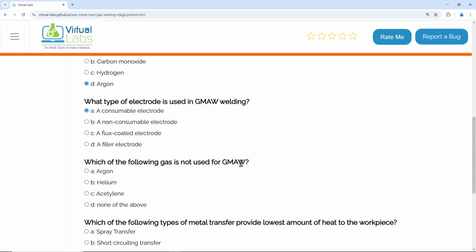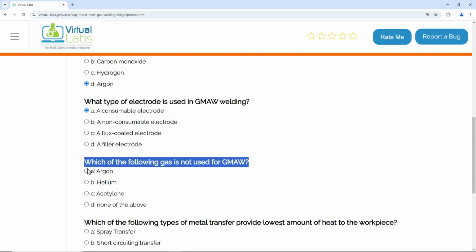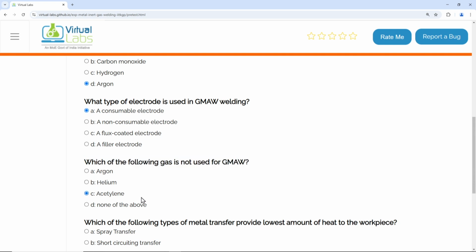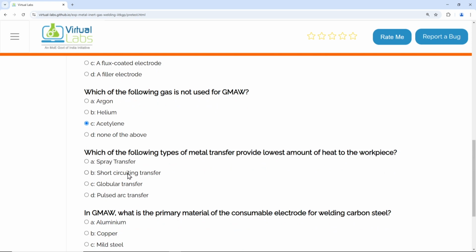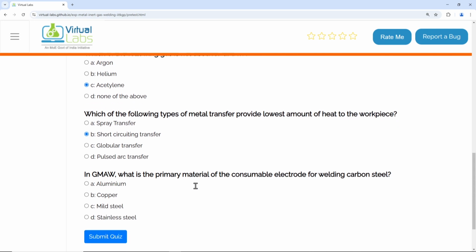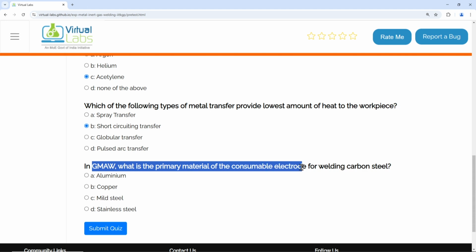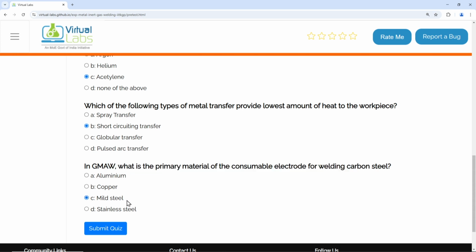Which of the following gas is not used in GMAW? Argon is used. Helium could also be used. Acetylene is not used. Acetylene is used in the gas welding technique, and we can only use the inert gas, argon or helium. Which of the following types of metal transfer provide lowest amount of heat to the workpiece? Spray transfer, short circuiting transfer, globular transfer, pulsed arc transfer. Short circuiting provides the lowest amount of heat. In GMAW, what is the primary material of the consumable electrode for welding carbon steel? For welding carbon steel, mild steel electrode is used.